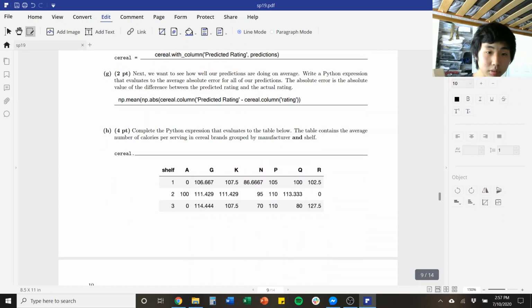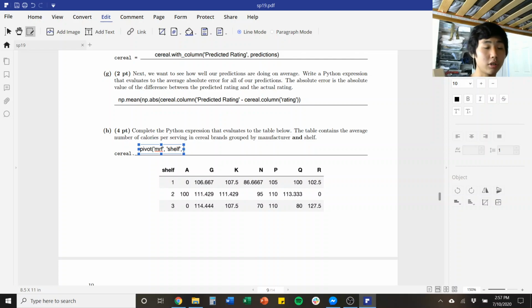Okay. Part H. We want to make this table right here that has the manufacturer on the vertical column labels, and we want the shelf number to be the row labels. And it's going to be grouped by the average amount of calories. So the way we can get a new table based on two of the column labels is the pivot function. So the first two arguments to pivot are the column labels and then the row labels. So it's going to be manufacturer, comma, the shelf.